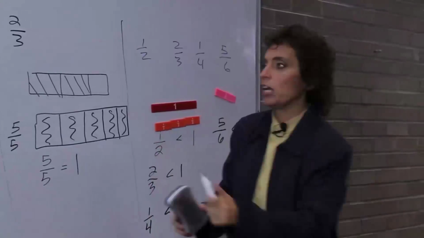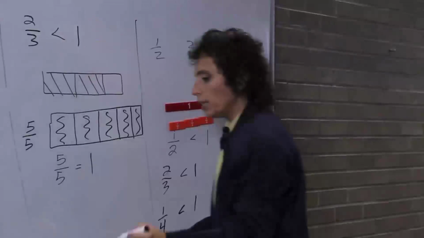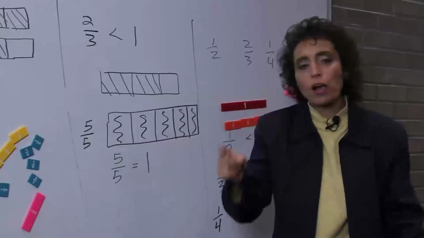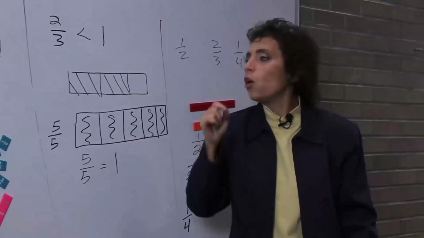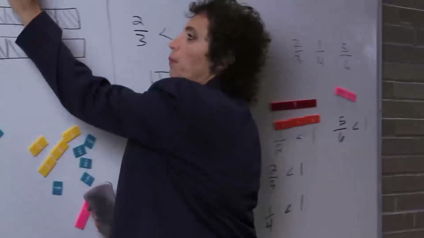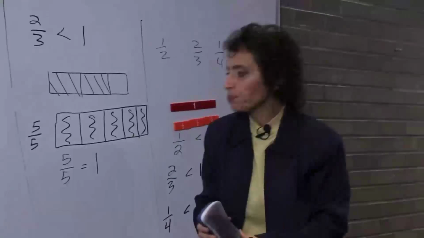So here's the point. This is greater than 1. This is less than 1. This is equal to 1. So we should be able to tell what fractions are greater than 1, less than 1, or equal to 1 by looking at their numerator and denominator. Remember, the top number is the numerator, the bottom number is the denominator. So let's talk about that.